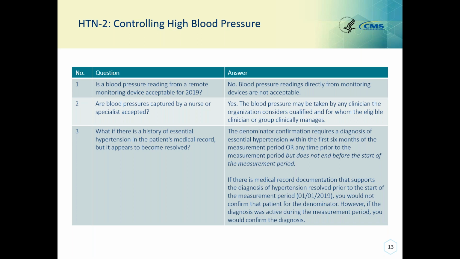Question 3, what if there is a history of essential hypertension in the patient's medical record, but it appears to become resolved? So for this measure, the denominator confirmation requires a diagnosis of essential hypertension within the first 6 months of the measurement period or any time prior to the measurement period, but does not end before the start of the measurement period. So in essence, your medical record documentation should support the diagnosis of hypertension resolved prior to the start of the measurement period.